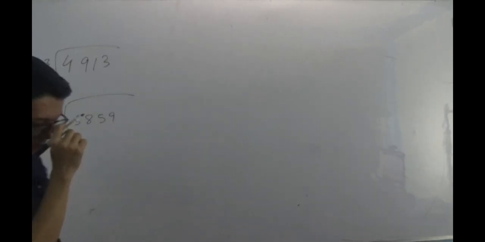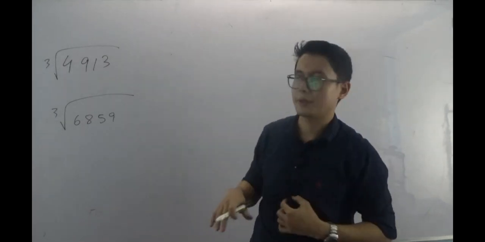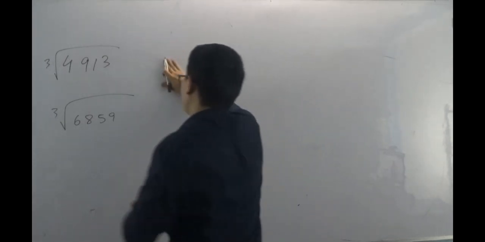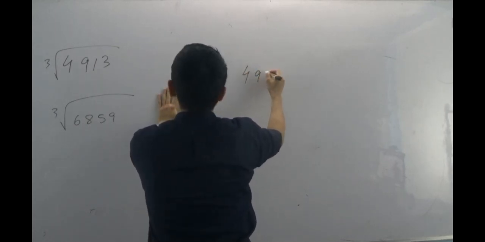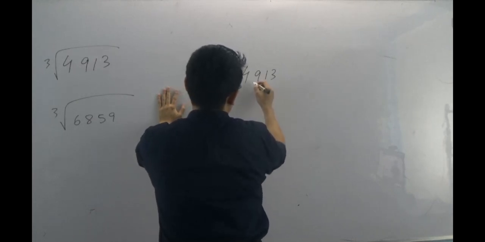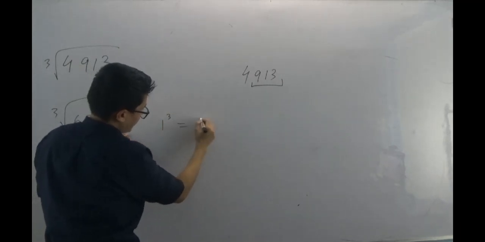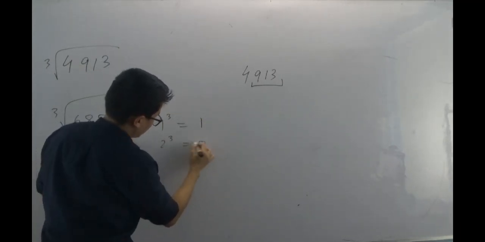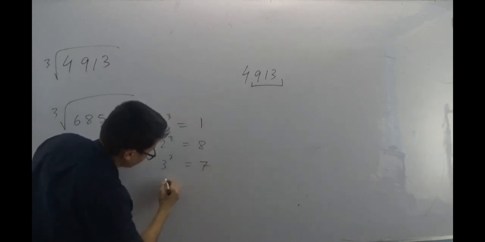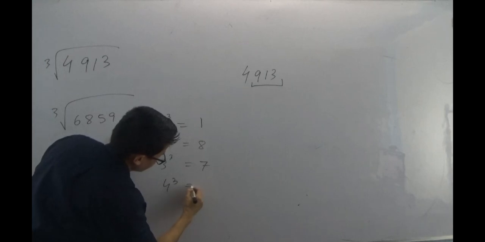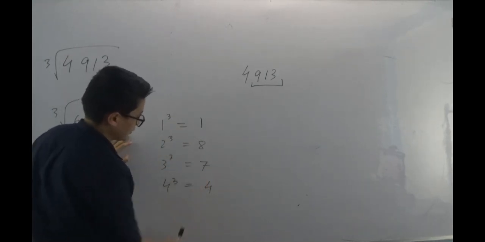Because the cube of a minus number is also a perfect cube, do not worry, you will get a perfect cube. Let us find the cube root of 4913. 1 cube is 1, 2 cube is 8, 3 cube is 27, 4 cube is 64, so the last digit is 4.